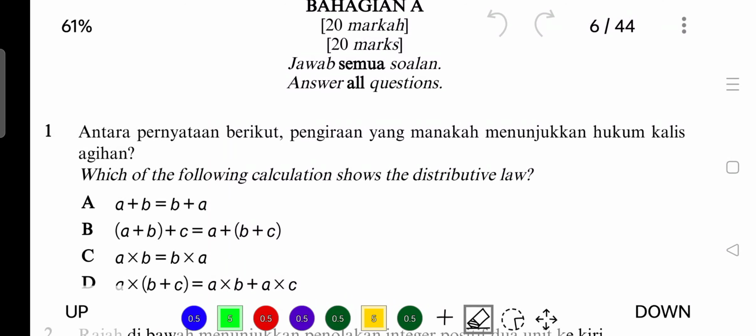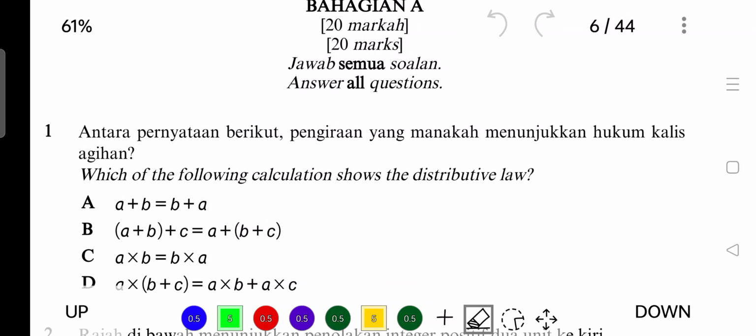Okay, hello everyone. So this is the answers. Let us discuss the answers and the working method for part A in our exam paper. Okay, we have 20 questions in this part. So we are supposed to answer all of the questions, right?